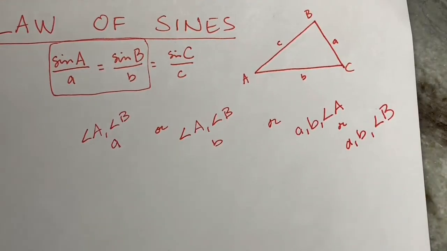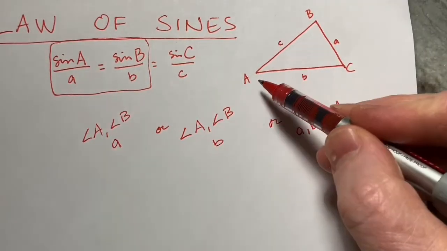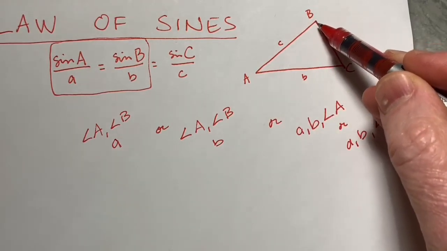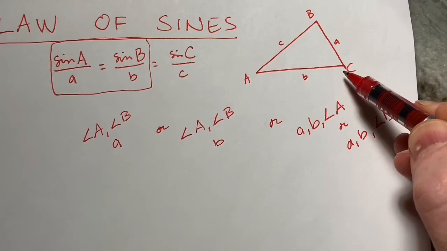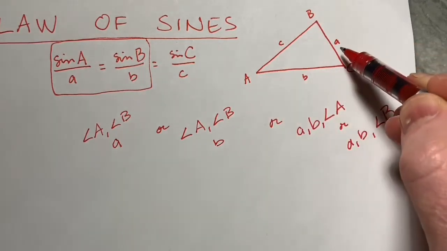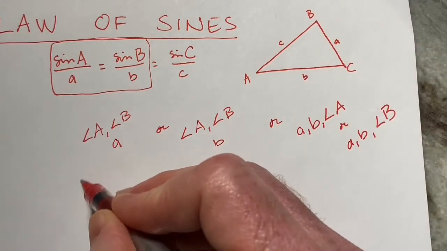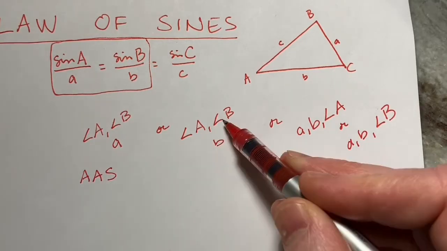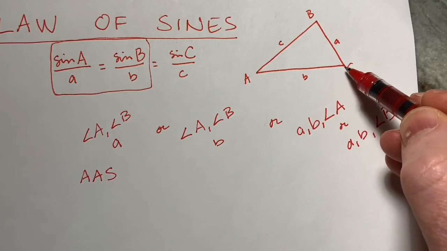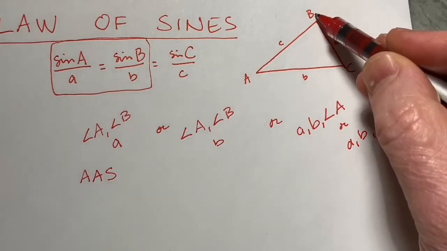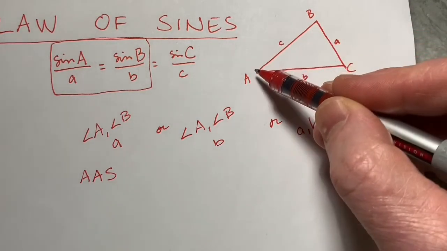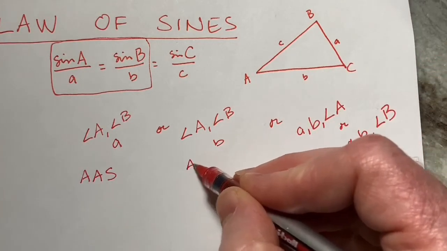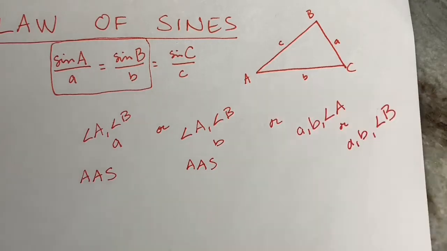If you look at all these situations, this is an angle connected to an angle connected to a side. That's two angles and a side, and we could call that situation AAS. This one is angle B, connected to an angle, connected to a side. That also is an AAS. You could call it SAA, but whatever.